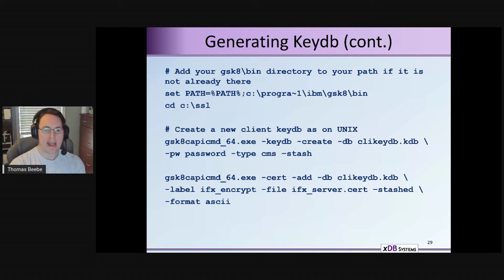So we're going to set our path and run the same command we did on our Linux box, just now adding a .exe, to create the client store. We're going to import the certificate, making sure to use the right label. And now we have our Keystore file and stash file. They're done. We don't have to do anything else.